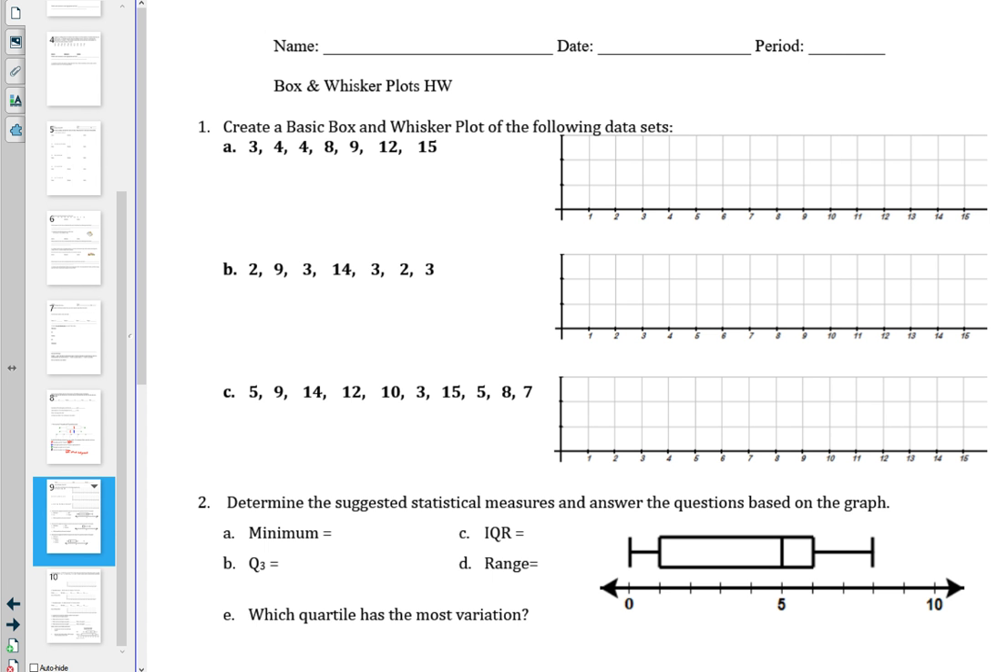Box and whisker plots have to do with median. So we need to make sure that these elements of data are in order, in numerical order. The first one, A, already is. So, how many elements of data are there in 1A? In 1A, how many elements of data are there?